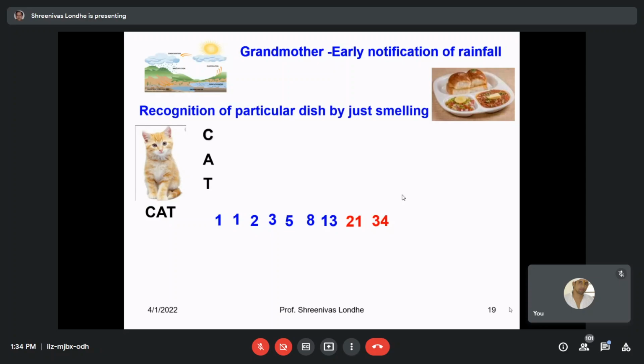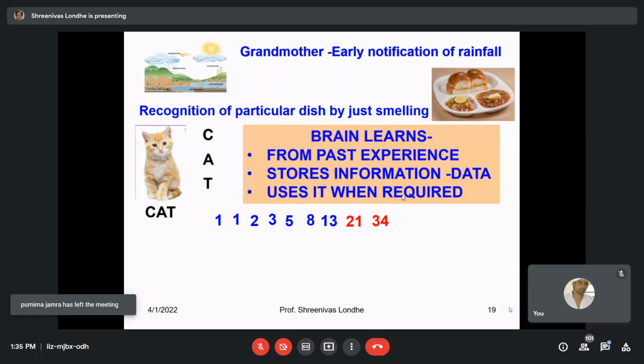Some may give the answer that this is the Fibonacci series, madam, because we have learned it in our 12th academic sessions. Yes, you have recalled very correctly. The brain learns from past experiences and stored information, stores the data and uses it when required. That's why you have recalled your memories of numbers and the Fibonacci series, mathematics, all this knowledge is there. And so you can do the addition, 13 plus 8 is 21.